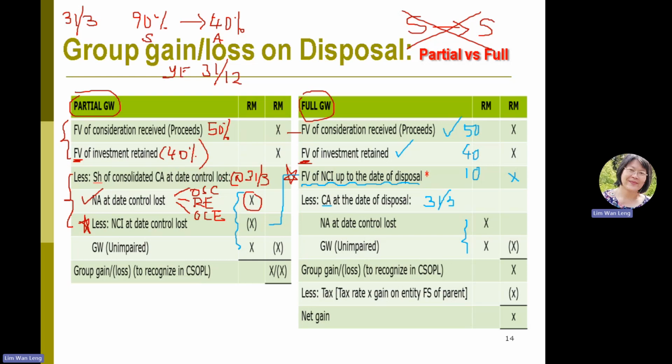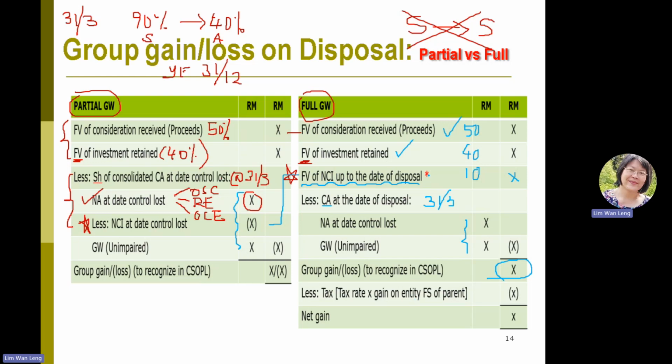Here, you take 50, 40, 10, 100%. So over here, you must take 100% too. How much is the net worth? How much is the goodwill that remains unimpaired, that remains in the books? Everything has to be eliminated. So you compare and see, you will get the group gain or loss on disposal. And this group gain or loss on disposal will go to your consolidated SOPL.